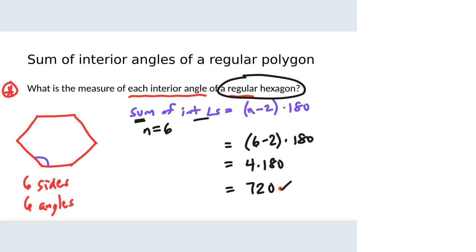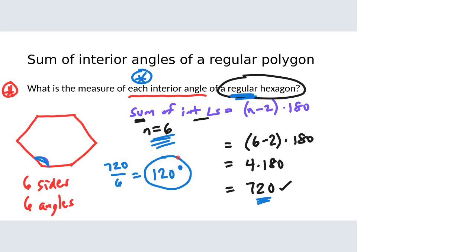I'm not done though, because what this question asked me for, and you want to be careful with this, make sure you answer the question that's being asked. What it asked me for is the measure of each interior angle, so just one of them. Well, if I know they add up to 720, and I know they're all the same, and I know there's 6 of them, we just need to do 720 divided by 6. And so the measure of each of those interior angles has to be 120 degrees.